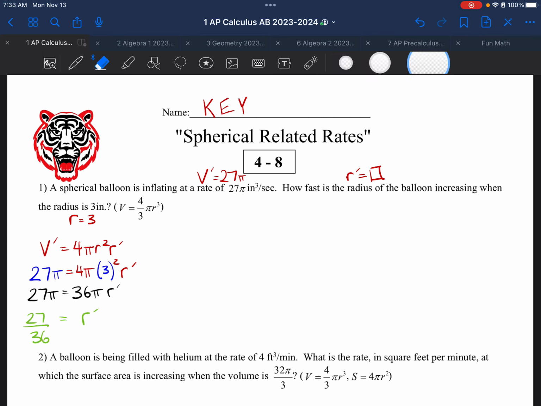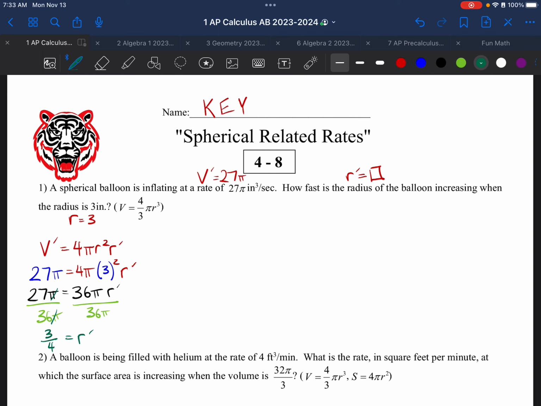I'm thinking for my static answer key, maybe I should show my work a little bit more thoroughly. In the past, I haven't done a very good job of doing that, so I'm going to say divide both sides by 36 pi. And again, these pi's will cancel each other out. I'm noticing that both the numerator and denominator are divisible by 9. So 27 divided by 9 is 3, and 36 divided by 9 is 4. So I get r prime is equal to 3/4.